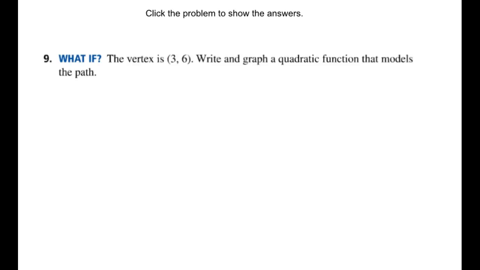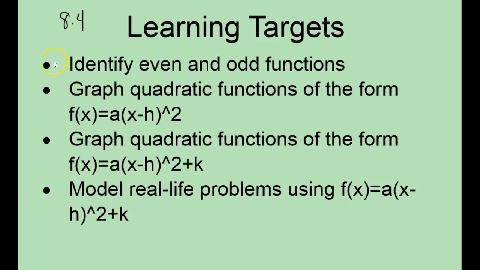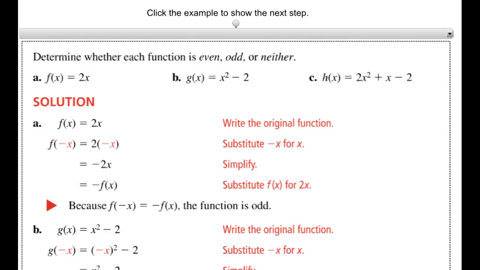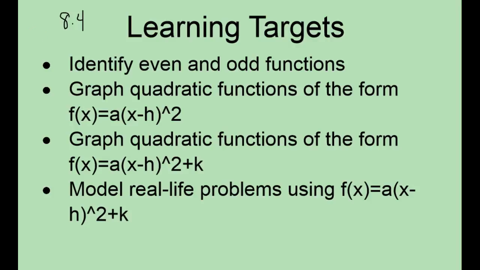So let's look back at our learning targets. First we had to identify even and odd functions, and that really comes into play on this page, right? Because if I end up with a negative, my whole function is negative, that tells me that it's going to be odd. If my function doesn't change, that tells me it's going to be even, and if it's neither one of those, it's neither even nor odd.